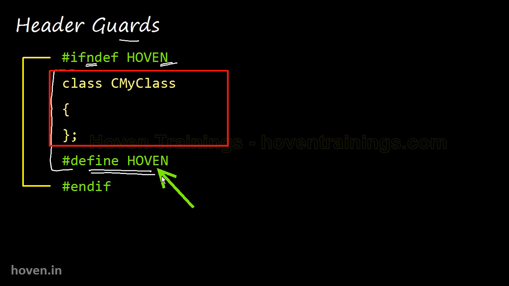So this is a sort of a trick. It acts as a sort of a guard to prevent the class definition from appearing twice. The symbol hoven is already defined when this header is included the second time. So this class definition is prevented from appearing the second time.